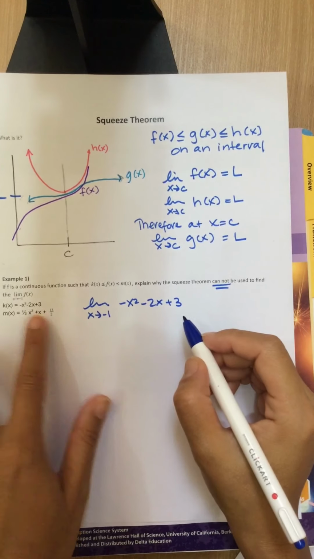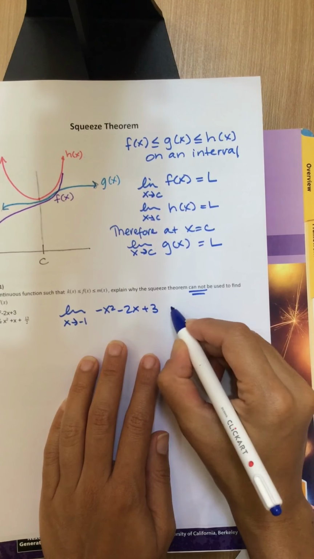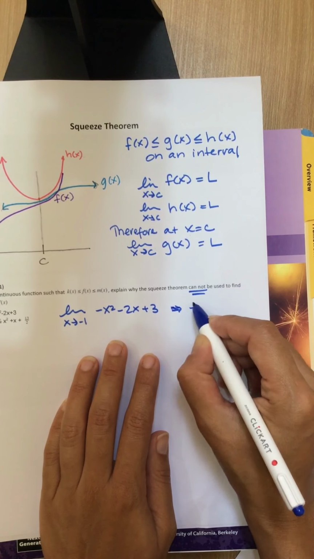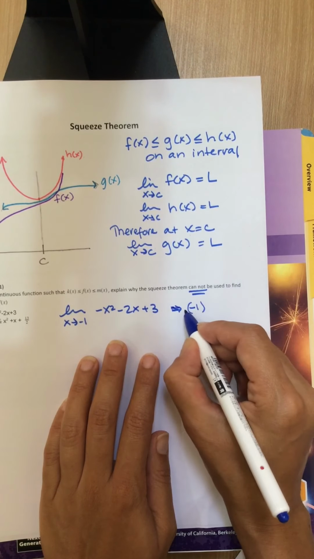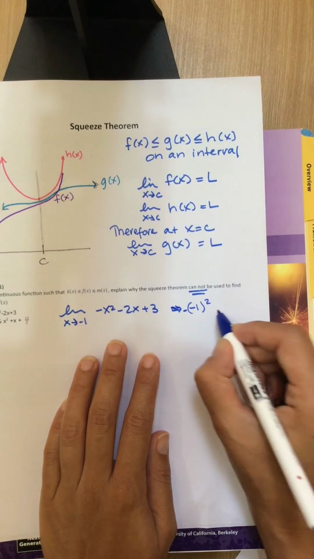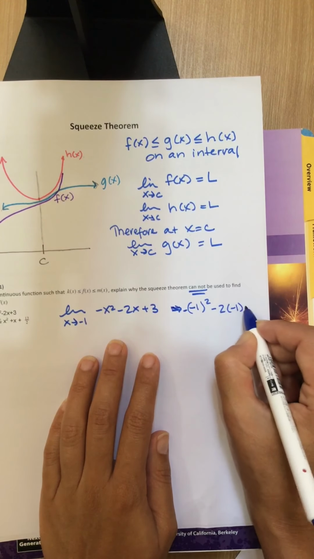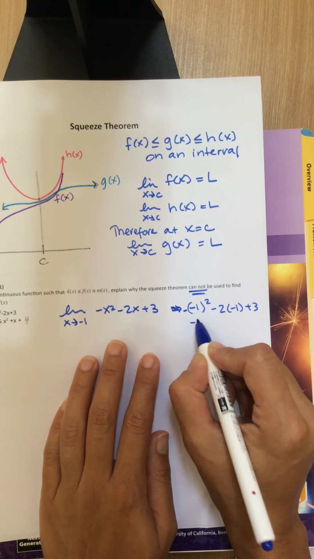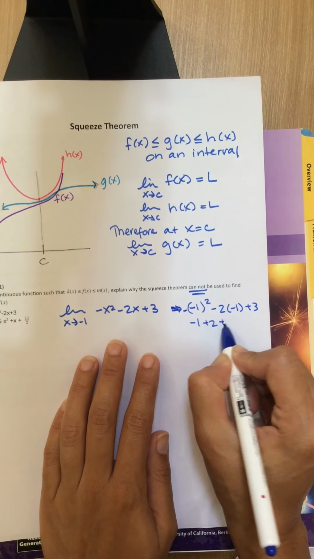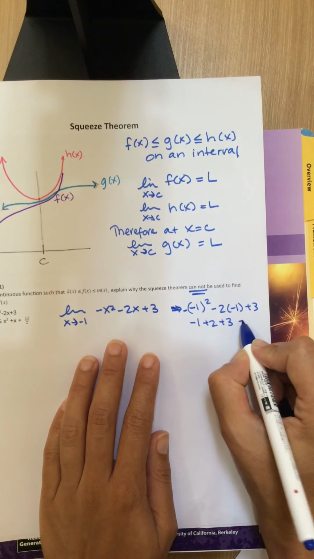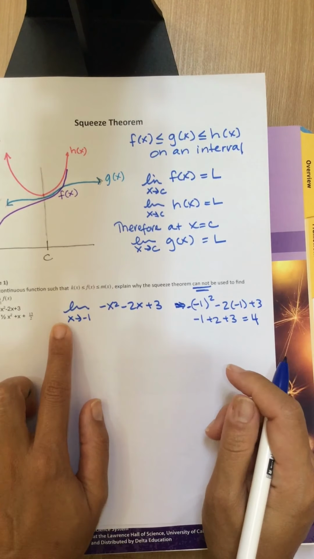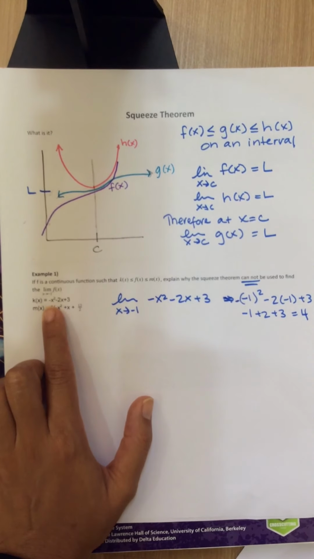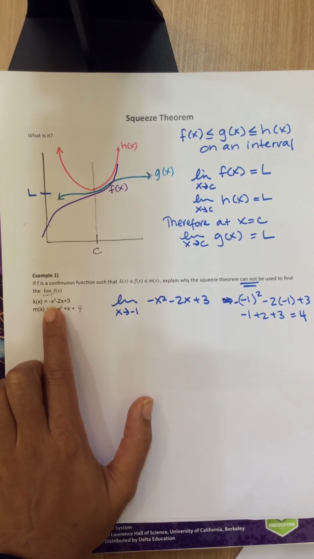So let's go ahead and plug in -1. So that's going to be -(-1) squared minus 2 times -1 plus 3, which becomes, that's positive, and then we have a negative out here, -1 plus 2 plus 3, that whole thing equals 4. Okay, so the limit of k of x is 4. The limit of k of x is 4.